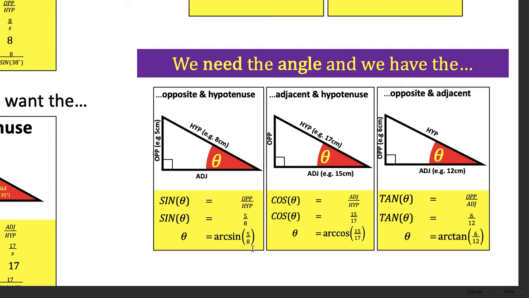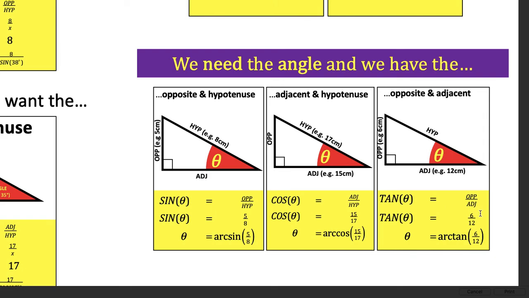Next one, if you know the adjacent and hypotenuse, that's cos. So you just start with cos of the angle equals adjacent over hypotenuse. Stick in the adjacent and hypotenuse that you know. So cos of the angle equals 15/17. So the angle itself is the inverse cos, or arc cos, or cos with a little -1 on the calculator, of 15/17. And you can just bang that into the calculator.